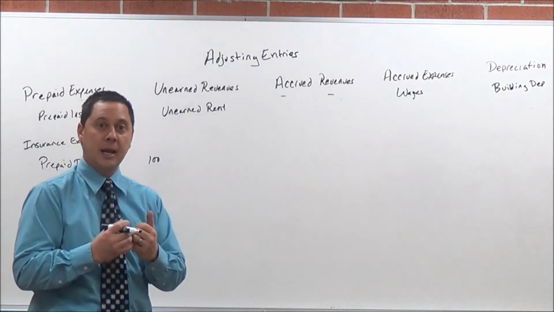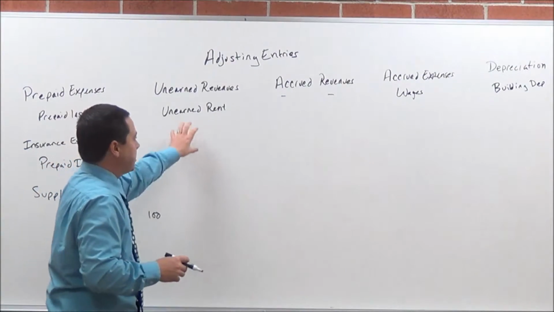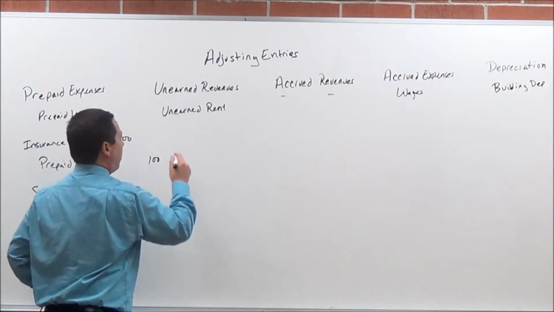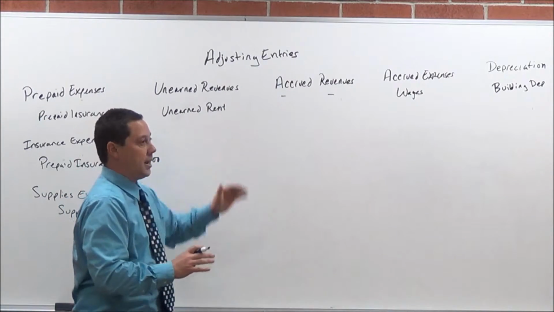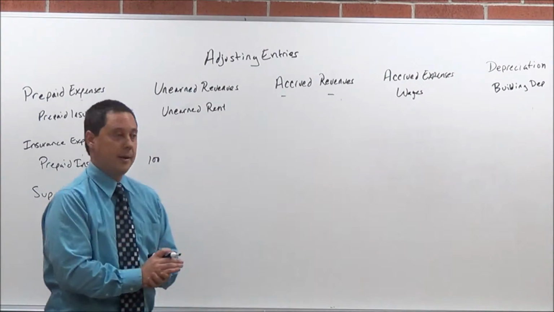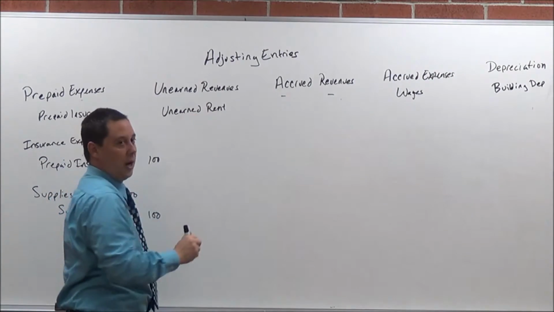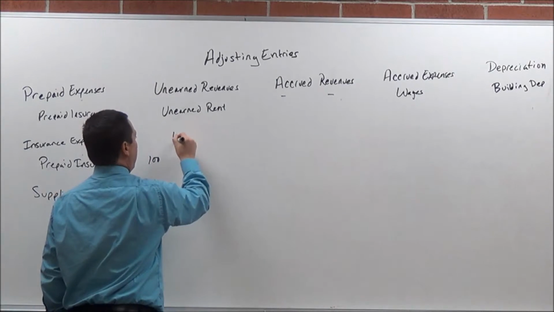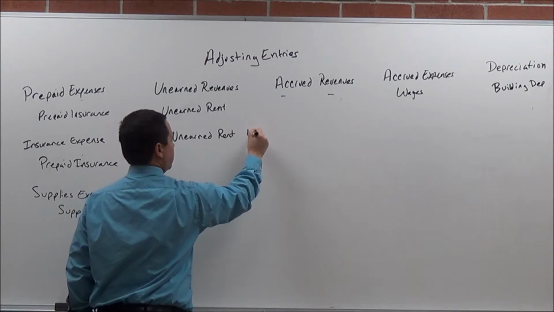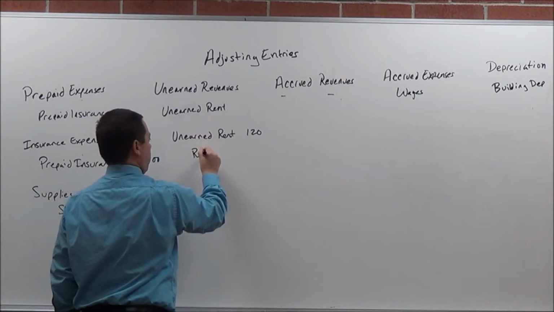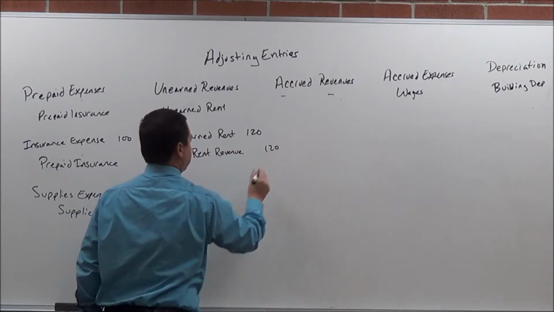We have collected money, but we haven't done the work for it yet, or the time has not expired for it yet. So in unearned rent, the time has not expired. So therefore, since we've moved 1 more month closer to that, and we've used up some of that, now we have earned some of that. So what we'll have here is, this is typically a credit balance. So what we're going to do here is debit it for that $120, and then we'll have rent revenue that we'll be moving it into for that $120.